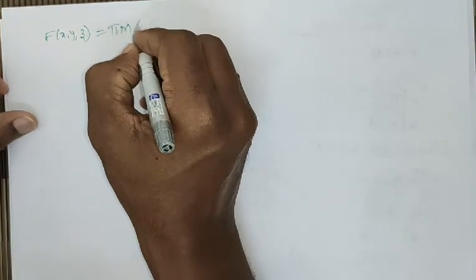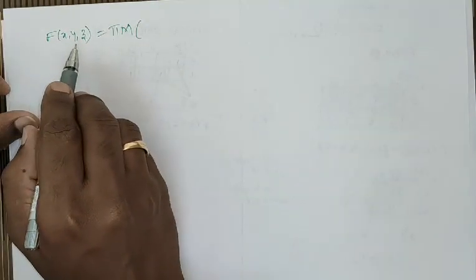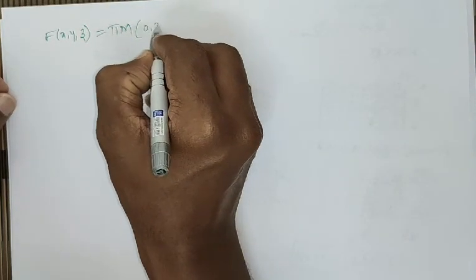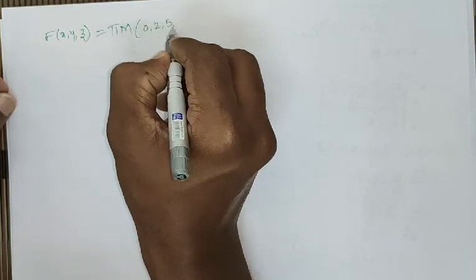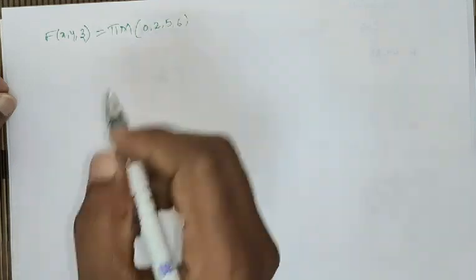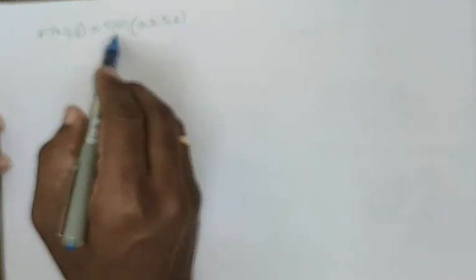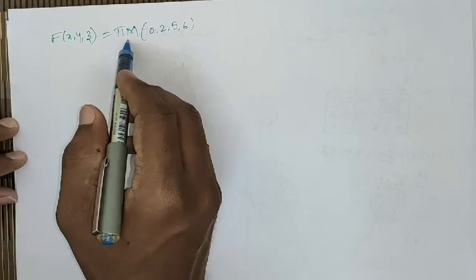This is in three variables, because x, y, z are three inputs. I am considering 0, 2, 5, 6. Now we'll see how to minimize the expression for these maxterms, Pi of capital M, that means maxterm representation.